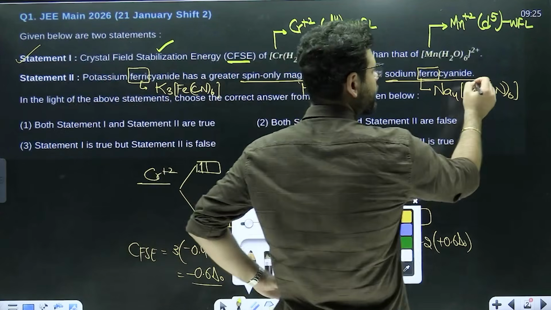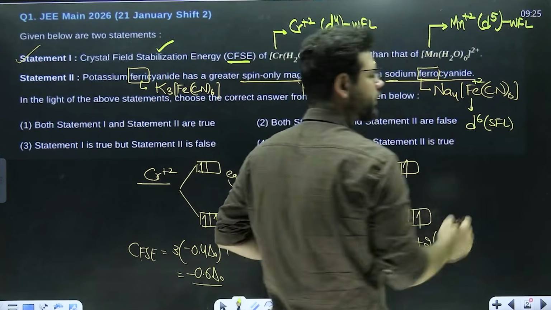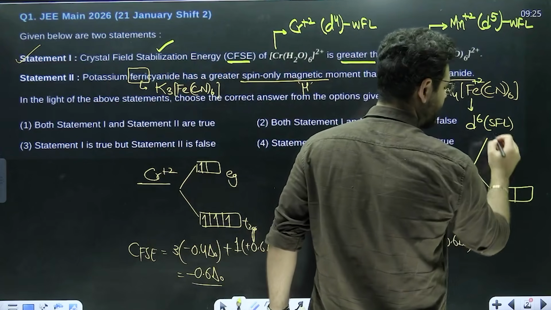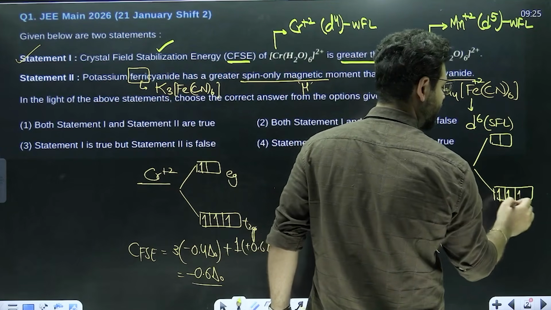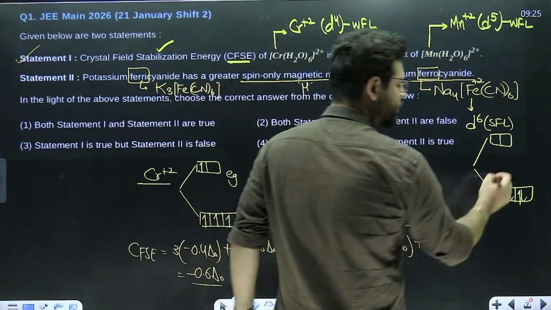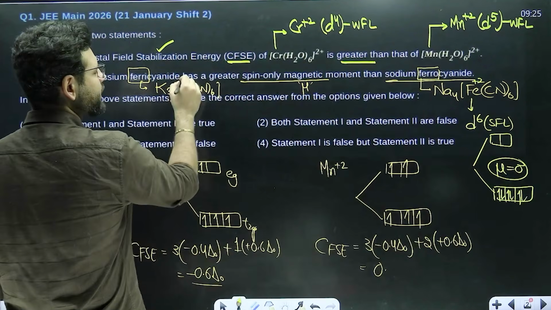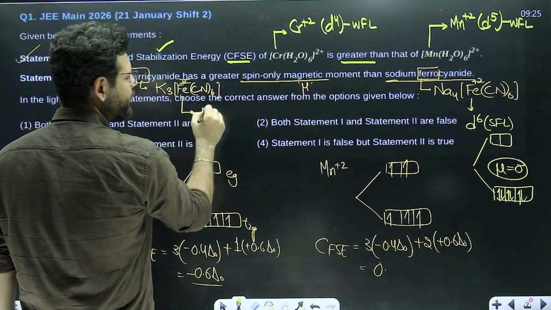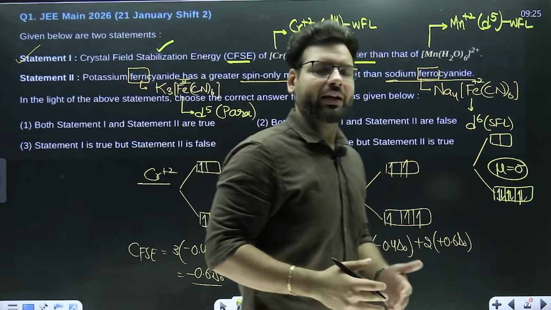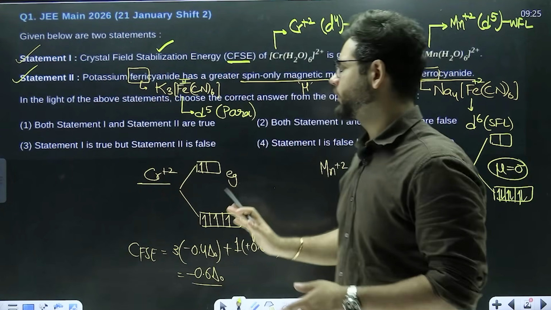Iron plus 2 means a D6 configuration with a strong field ligand. D6 with a strong field ligand will undergo forceful pairing in the T2G, giving you 1, 2, 3, 4, 5, 6. It's diamagnetic. So the mu value comes out to be 0. And here we'll have iron plus 3. Iron plus 3 is a D5 configuration. Obviously, it will be paramagnetic. I don't even have to check. An odd electron species has to be paramagnetic. So this is also a correct statement. Both the statements are correct. So this gives you your option 1.